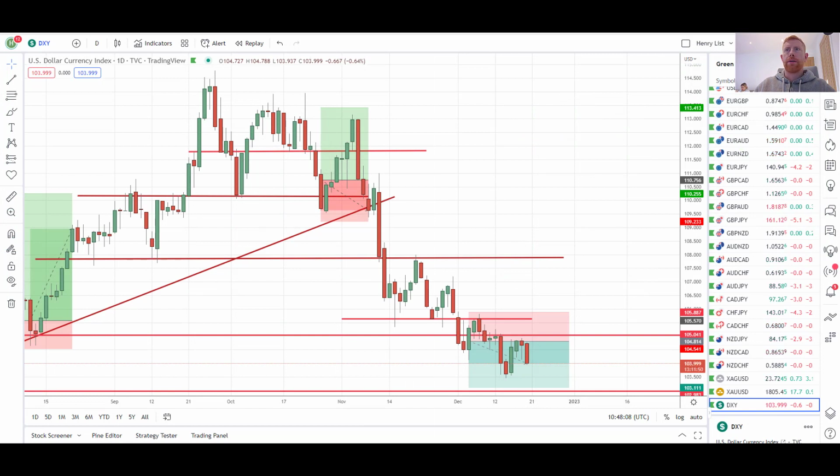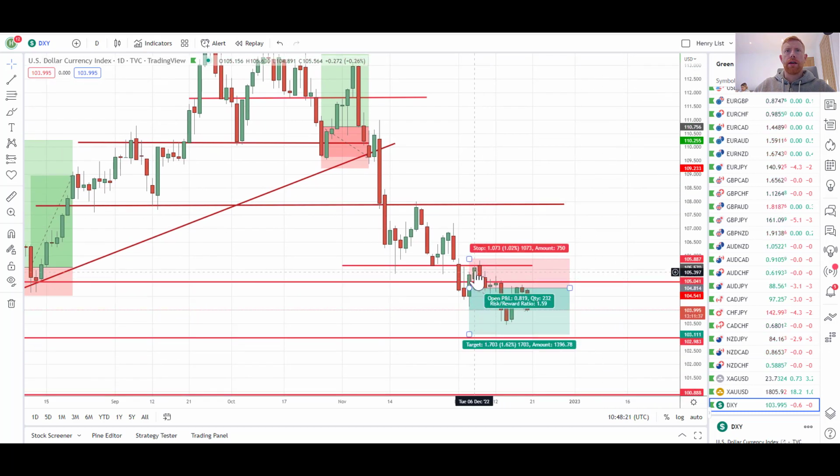Hello everyone, how are you? Today we're looking at the dollar index and what sort of setups are happening on the dollar index. So we're in the dollar index from here, which is the 7th of December. We've had the phase one, we had a pullback, and then it seems to have gone again.